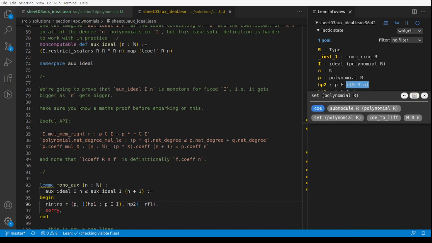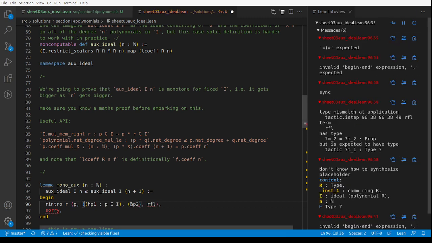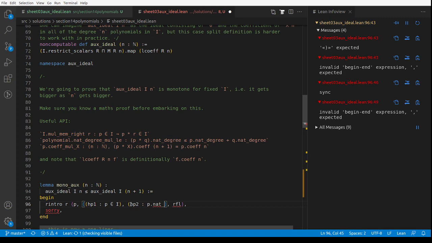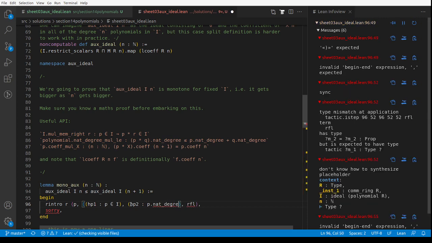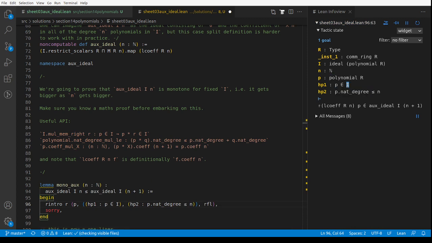And HP2 says P is in these polynomials. I wonder what the up arrow is. The coercion from the submodule to the set. So P is in the underlying set of the polynomials of degree at most n. So this just says that the nat degree of P is at most n. I think definitionally, let's try this. P dot nat degree is less than or equal to n. There we go. So now our hypotheses are kind of clean.